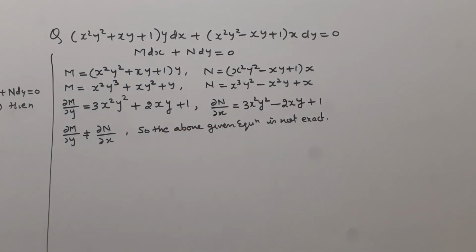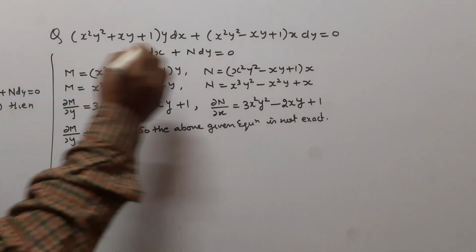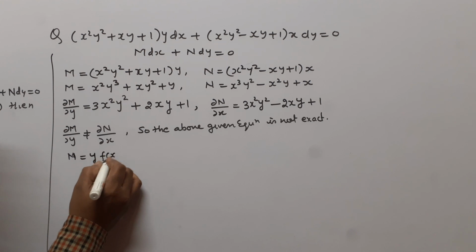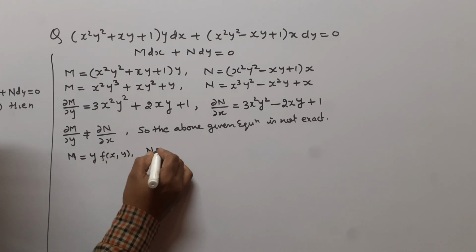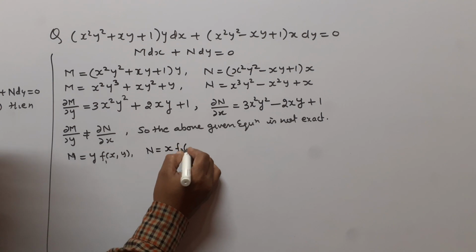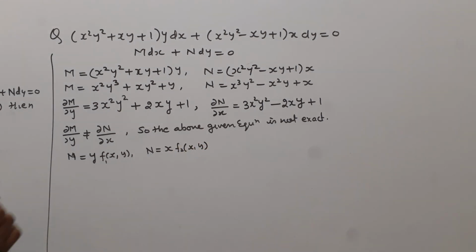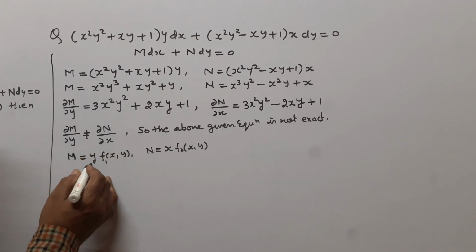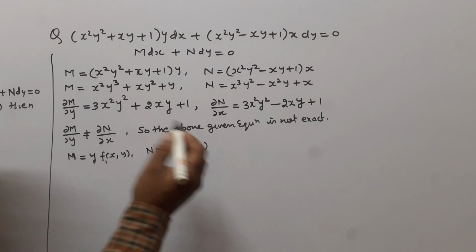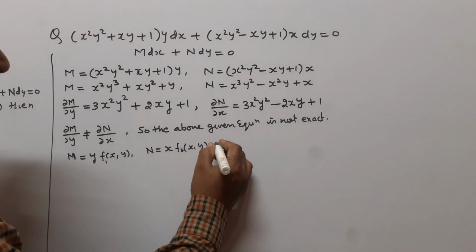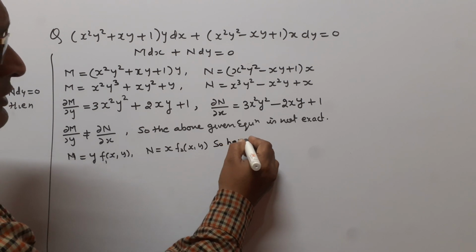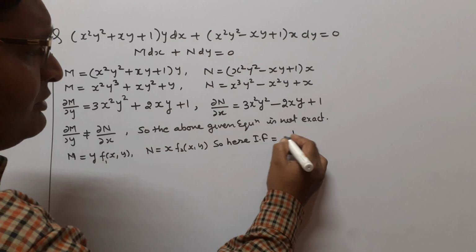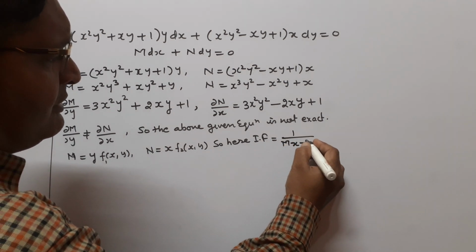So we use the integrating factor here. We can see M is of the form y multiplied by f1(xy) and N is of the form x multiplied by f2(xy). Here M and N both are in the form y f1(xy) and x f2(xy). So the integrating factor is 1 upon Mx minus Ny.